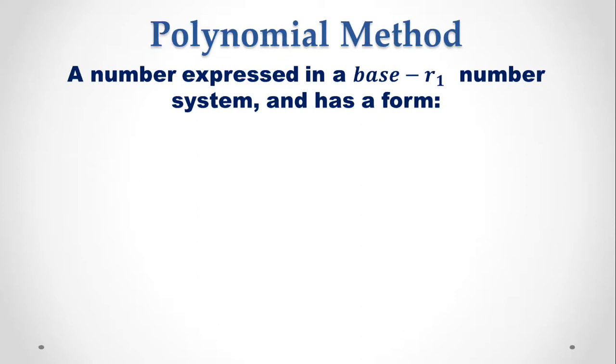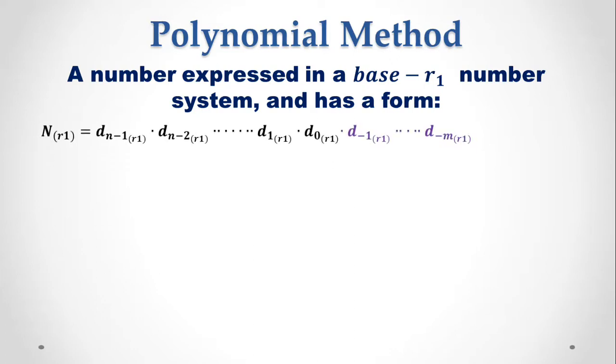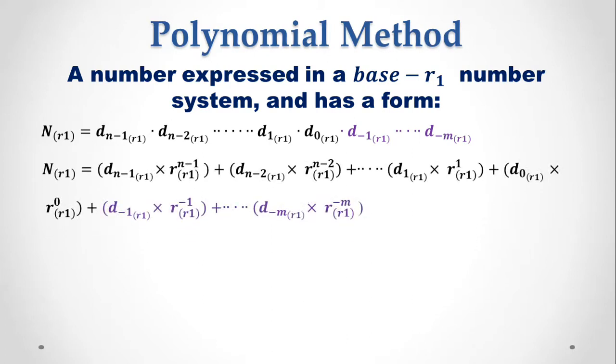In the polynomial method, a number expressed in the base R1 number system has the following form: N to the base R1 equals the integer part d0 to d(n-1) to the base R1, and the fraction part d(-1) to d(-m) to the base R1, expressed in the base R1 number system. The equation can be rearranged as the following equation. The subscript R1 is associated with each digit symbol di and the base symbol R1 in these equations to emphasize the fact that these are base R1 quantities.